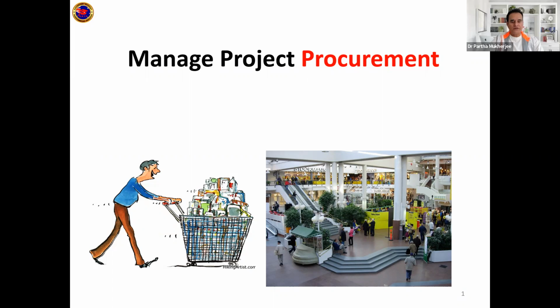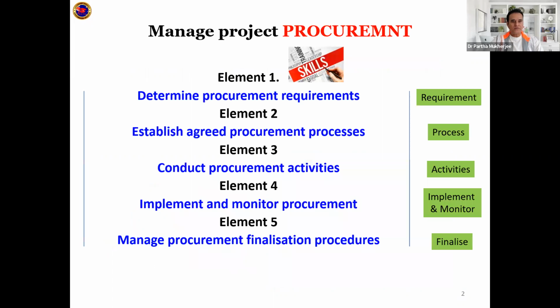Now, there are 5 elements of the procurement competency that we learn in project management. The first one is the requirement. That means you should be able to determine what you need to procure. If you procure more, then obviously you're wasting. If you procure less, obviously it's not adequate to deliver your project. So it is important that we learn how to create the requirements for the procurement.